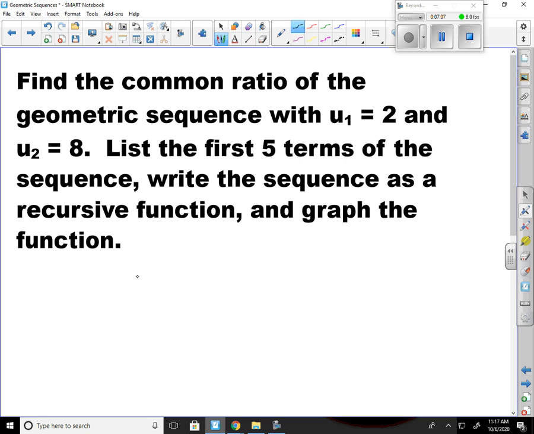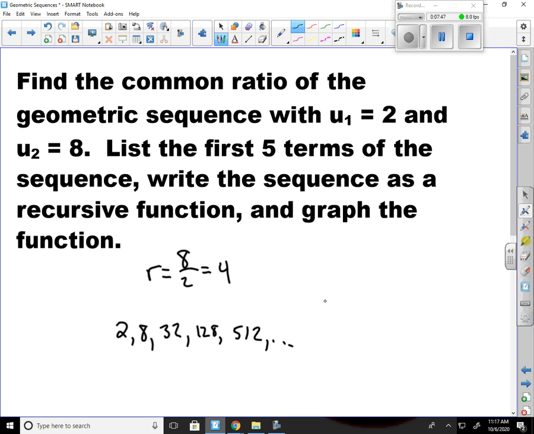Okay, so we have u sub 1 equals 2, u sub 2 equals 8. It says list the first 5 terms. In order to do that, we have to find our common ratio. R equals the second term divided by the first, which is 4. Now list the first 5 terms: 2, 8, 8 times 4 is 32. 32 times 4 is 128. 128 times 4 is 512. And then we can dot, dot, dot that because we have our first 5 terms.